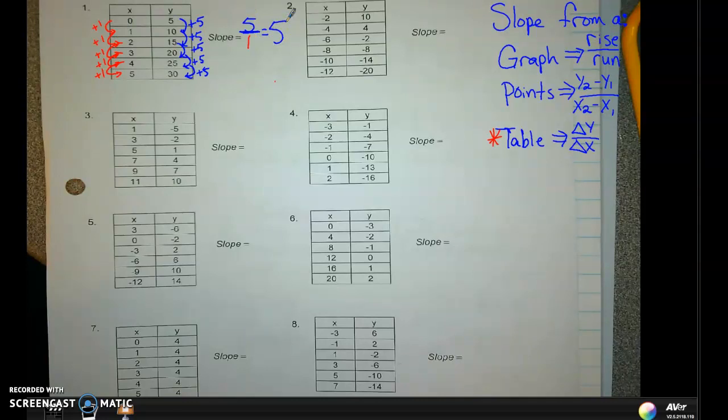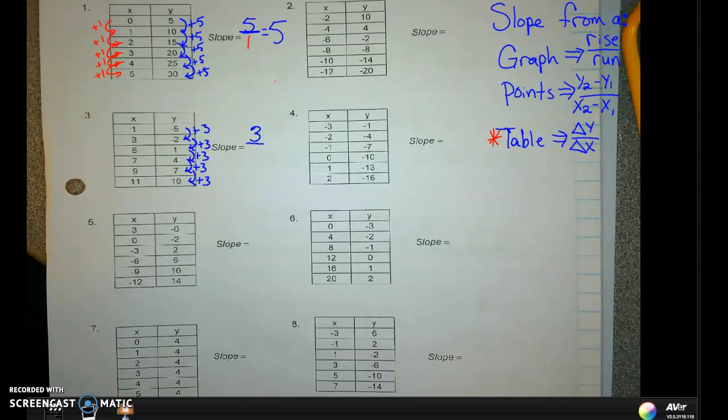Let's look at number 3. Change in y over change in x. To go from negative 5 to negative 2, you have to add 3. Negative 2 to 1 is plus 3. 1 to 4 is plus 3. 4 to 7 is plus 3. 7 to 10 is plus 3. So our change in y is always positive 3.